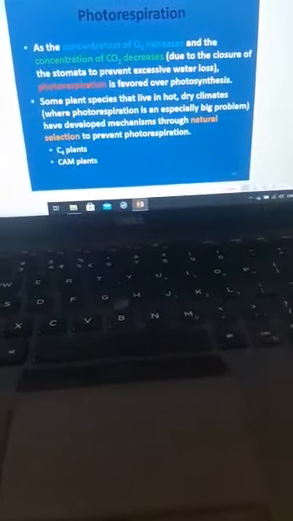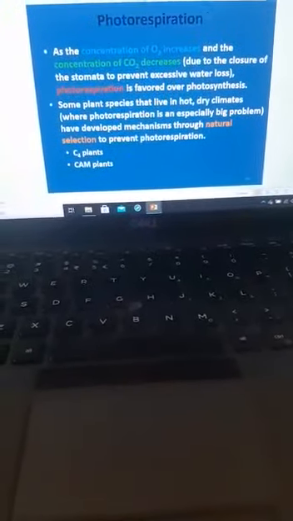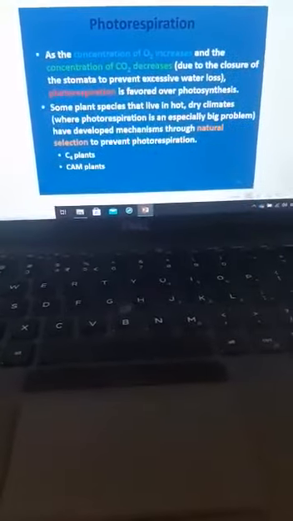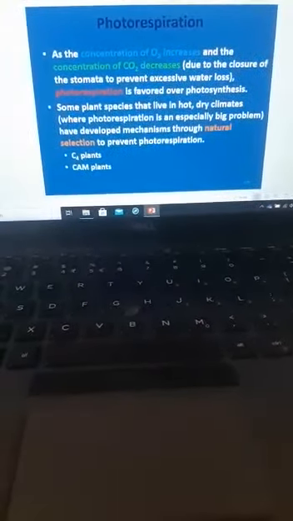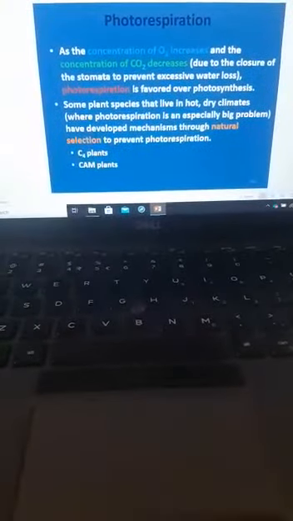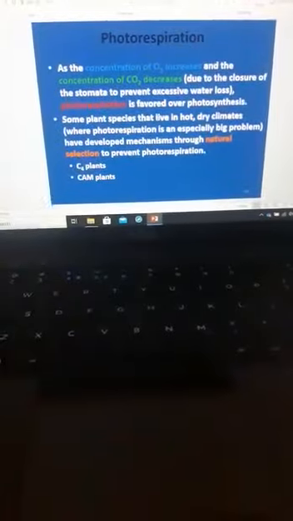So there are two types of plants, as you can see on this slide. The so-called C4 plants and the so-called CAM plants. We are going to talk more about these plants in the next slide.